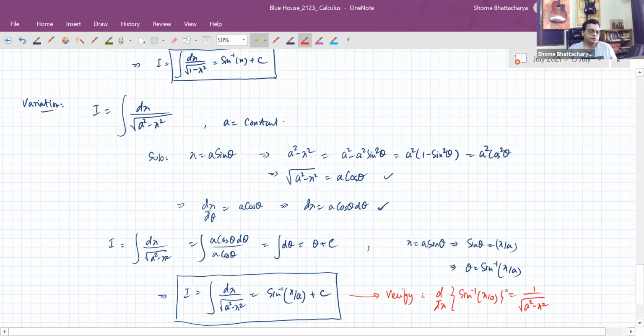Okay, so these two are a couple of important trigonometric substitution integrations to remember.